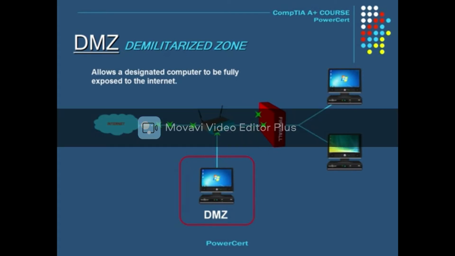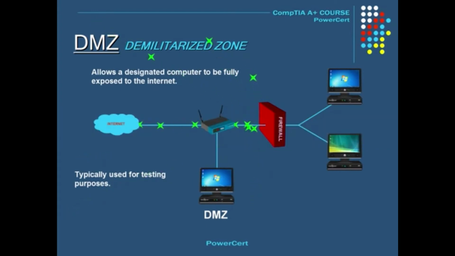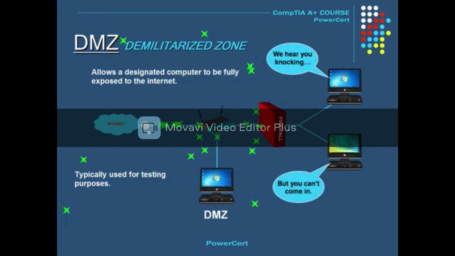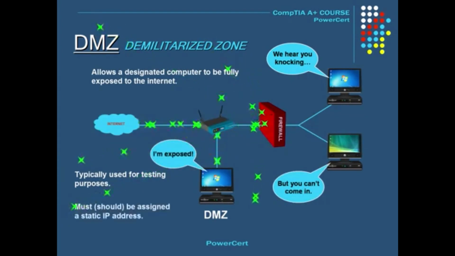The DMZ is typically used for testing purposes. So if you just set up a computer that you want to be accessed from the internet, and if you're having a problem configuring the firewall and applications so that it can be accessed from the internet, you can simply bypass all firewall security and put the computer in the DMZ temporarily to make sure everything is working until you can pinpoint a problem you are having, such as a firewall setting. It's also important to note that the DMZ computer must be assigned a static IP address and not automatically from a DHCP server.